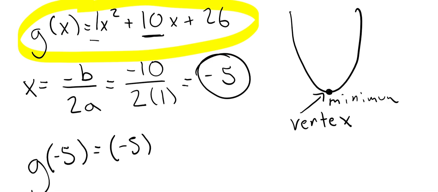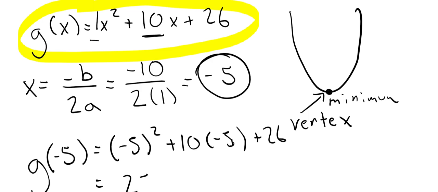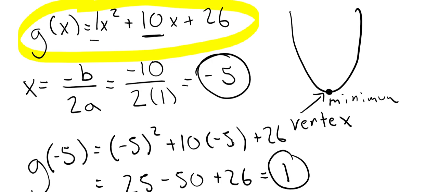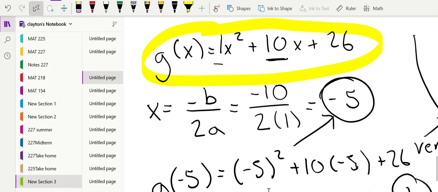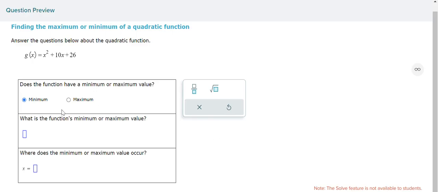We have negative 5 squared plus 10 times negative 5 plus 26, in which case we're going to get 25 minus 50 plus 26 ends up being a very nice number, or in other words, a positive 1. Right, so here's our minimum value, and this is where it occurs. Let's go ahead, we'll jump back. So we have 1 was the minimum, and it occurred at negative 5.